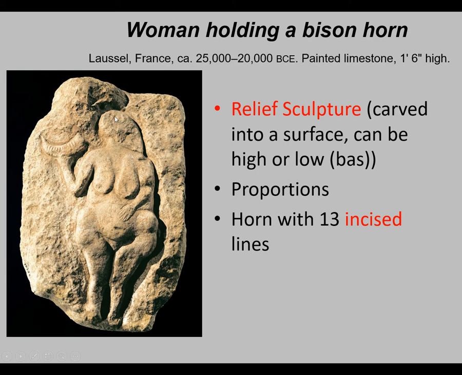So again, we have a female figure. She is still emphasized for possibly her reproduction, but she holds a horn up, and it has 13 markings. Now, there's a lot of writing on that. Is it some kind of lunar or menstrual cycle kind of calendar? Well, we don't know that. Is it just decorative? We can see the hand is incised in here too.